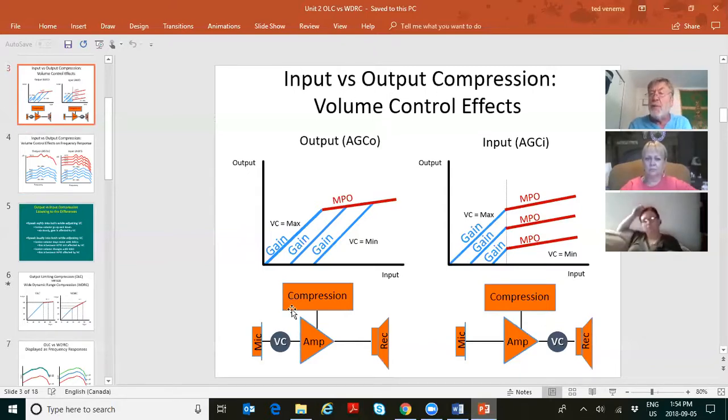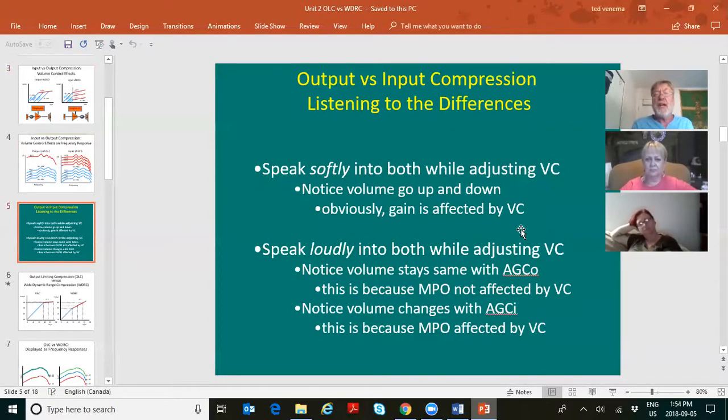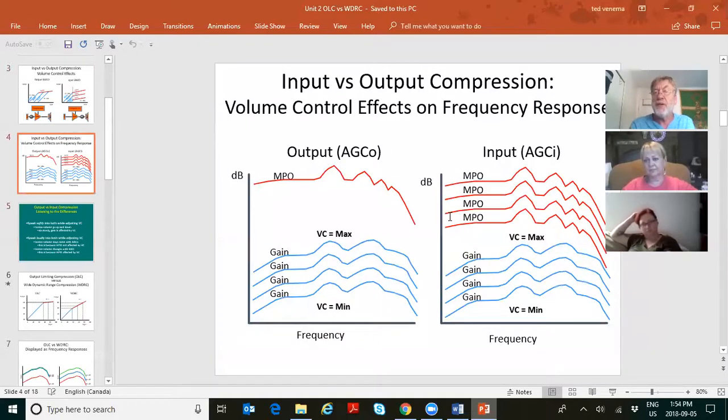And look at the bottom of the picture. It depended on where the volume control sat in the circuit. If you put the volume control here, this was its effect. If you put the volume control after the amplifier, it had this effect. So it's engineering. Okay. And if you were to listen to the difference, you'd have to speak softly into both while adjusting the volume. Notice the volume would go up and down. Obviously, gain is affected by both input and output compression. Okay, both, look at the blue, okay, obviously.